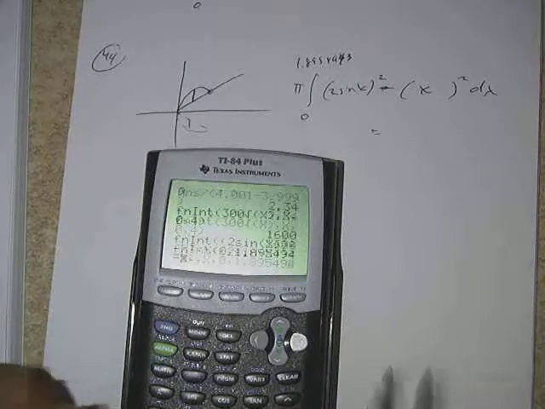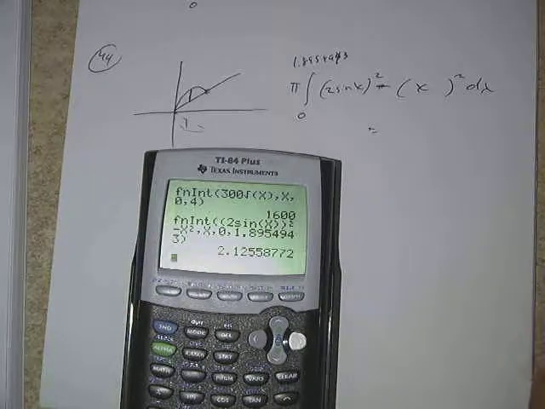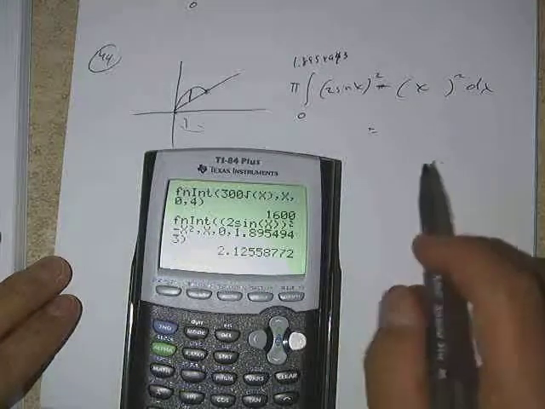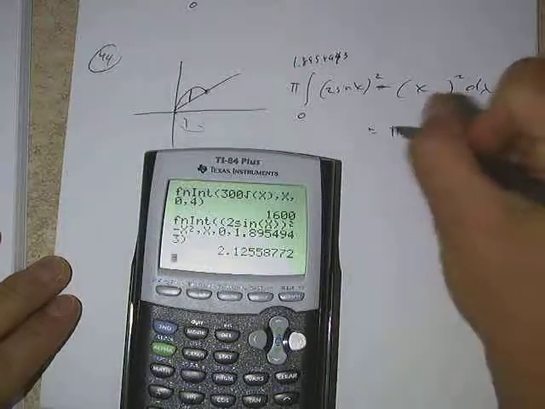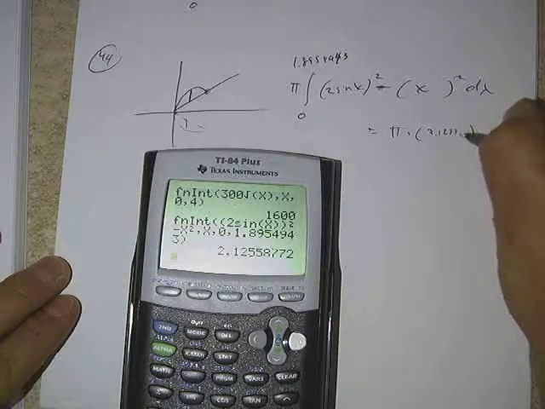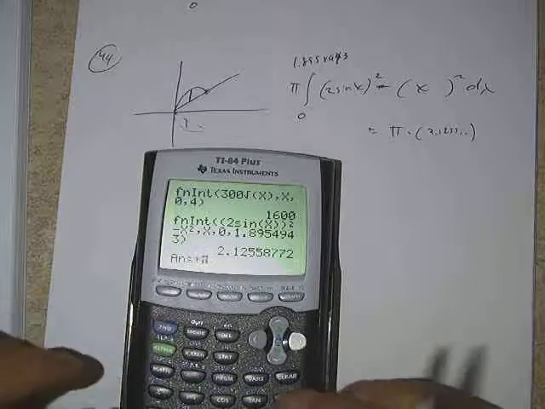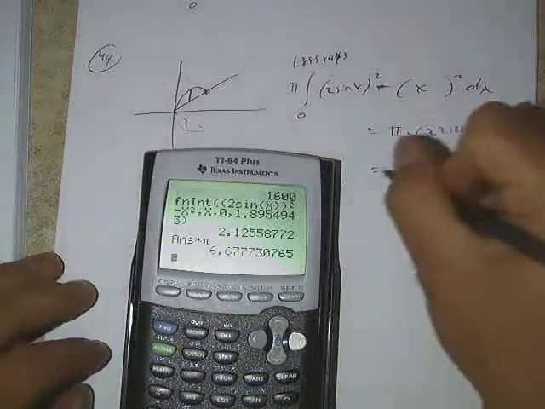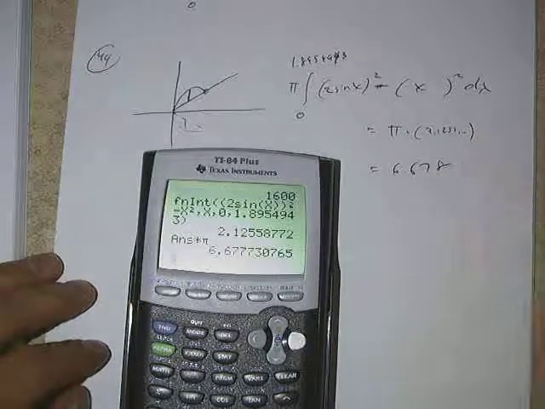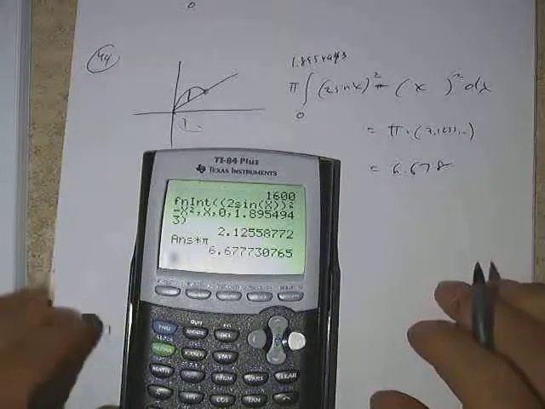And our integrand here would be 2 sine x all squared minus x squared on 0 to 1.8954943.